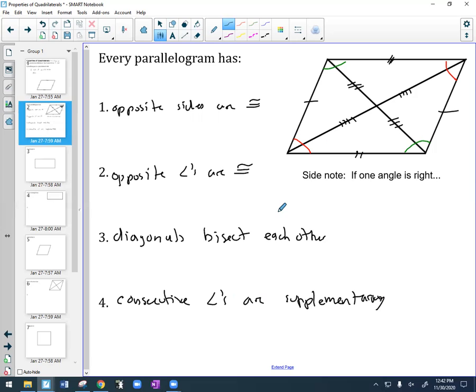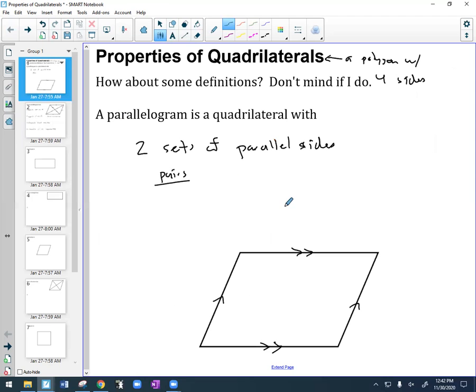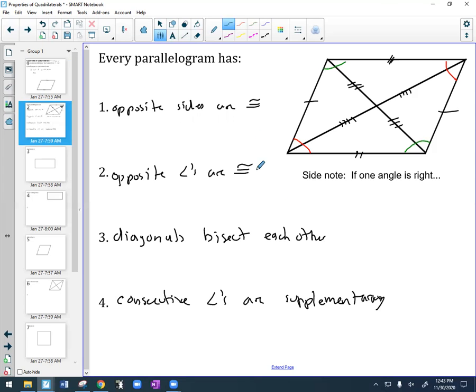So every parallelogram has all of these characteristics. If you tell me a quadrilateral has two sets of parallel sides, then I know that all of these things about it are true. And as you're taking these notes, I want you to write them neatly so that you can come back and look at the properties of these different shapes, because we're going to need to know this later. So those are the rules for parallelograms.